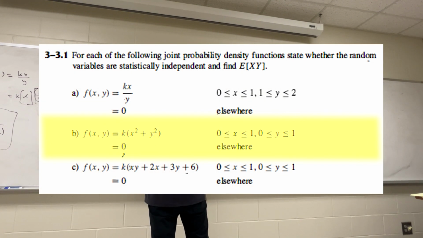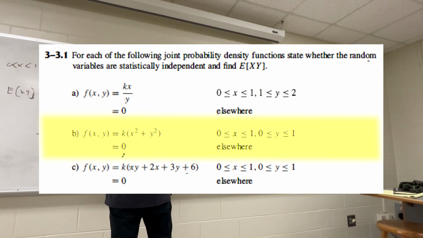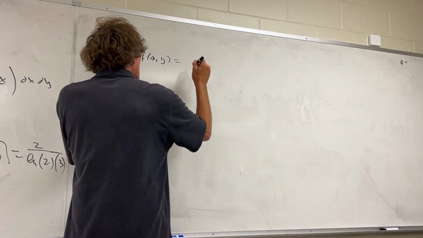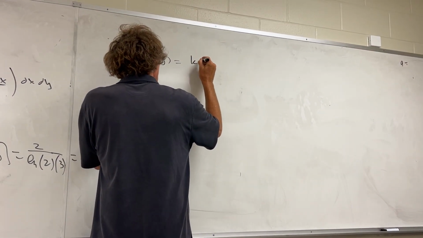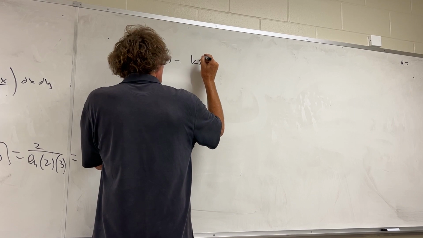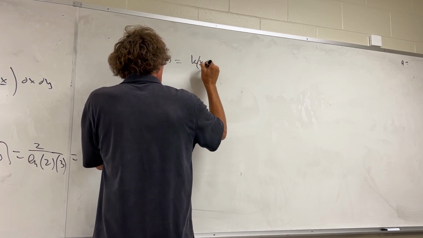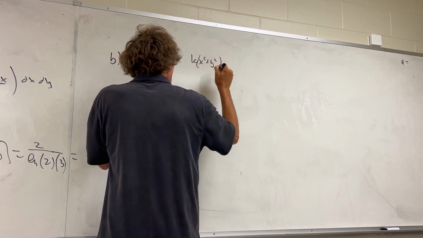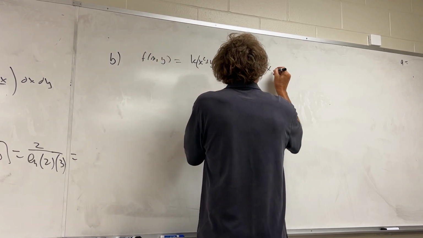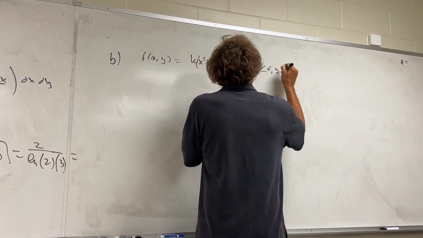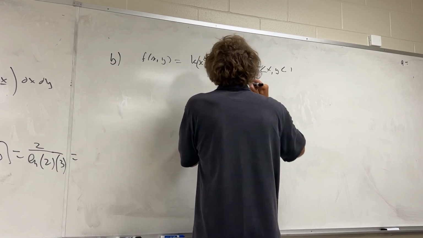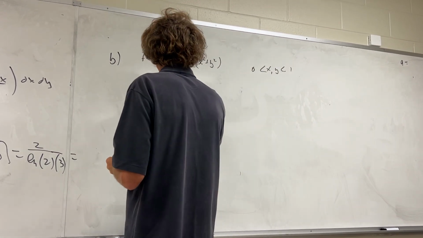Yeah, part B. So the new joint probability density function is k times the quantity x squared plus y squared. And that's x and y going from 0 to 1, and 0 else, right? Yes.